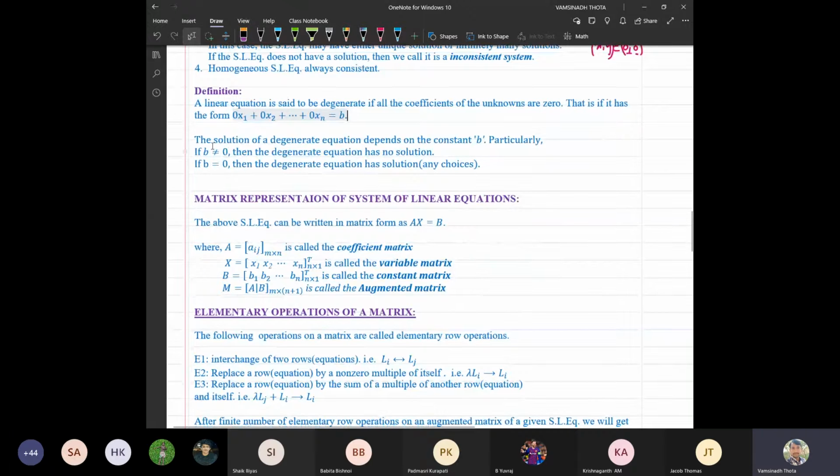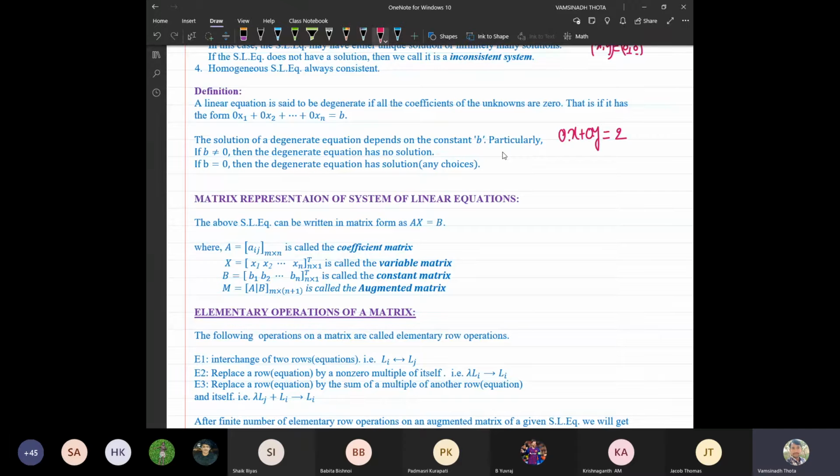Okay. Now, the solution of a degenerate equation depends on the constant b. For example, take 0 times x plus 0 times y is equal to 2. Both variables are there and both the coefficients are 0. So it is a degenerate equation.